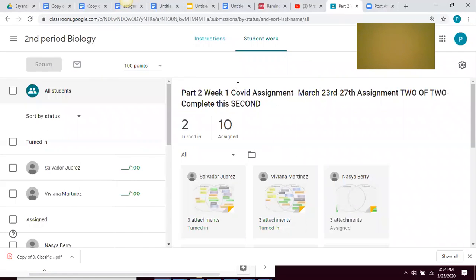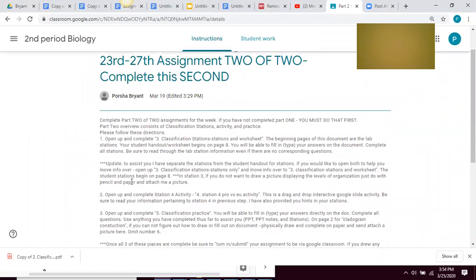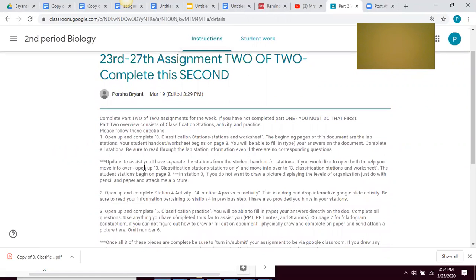I want you to see my directions, and let's break down the directions, okay? Because I think one thing that some of us are struggling with is just reading the directions and understanding what I need you to do. So of course: complete part 2 of 2 assignments for the week. If you have not completed part 1, please do that first.